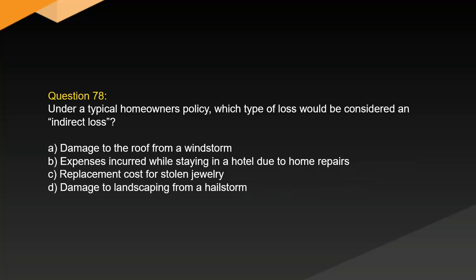Question 78. Under a typical homeowner's policy, which type of loss would be considered an indirect loss? A. Damage to the roof from a windstorm. B. Expenses incurred while staying in a hotel due to home repairs. C. Replacement cost for stolen jewelry. D. Damage to landscaping from a hailstorm.